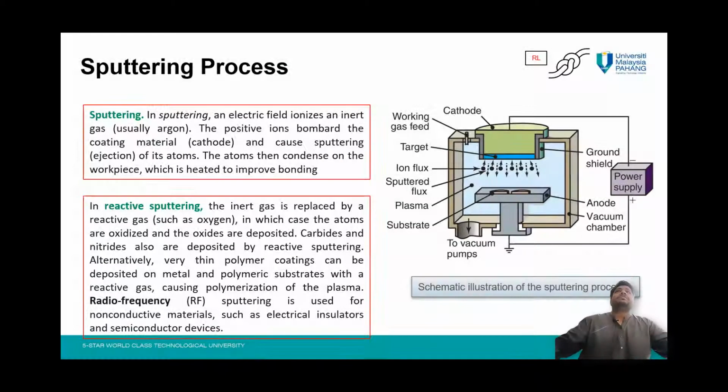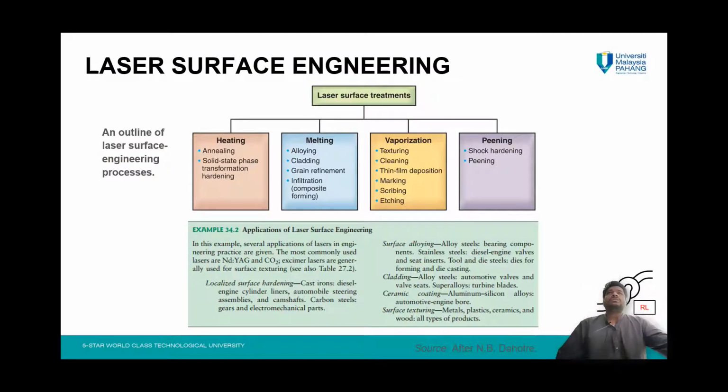So now that we have covered the sputtering process, let's move on to the remaining slides. So we move on to laser surface engineering. Laser surface engineering is a very separate topic, and it covers almost all the coating techniques which we have discussed already, except that now we are going to use lasers to deposit those coatings, or we are going to use laser to perform those kinds of treatments.